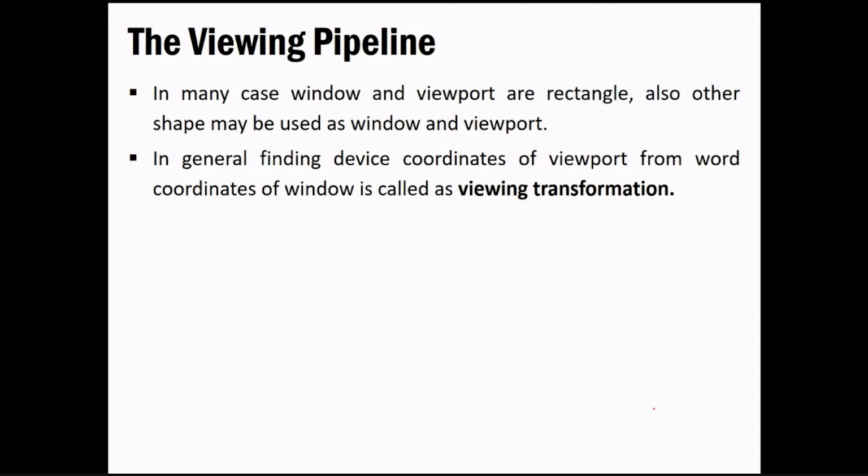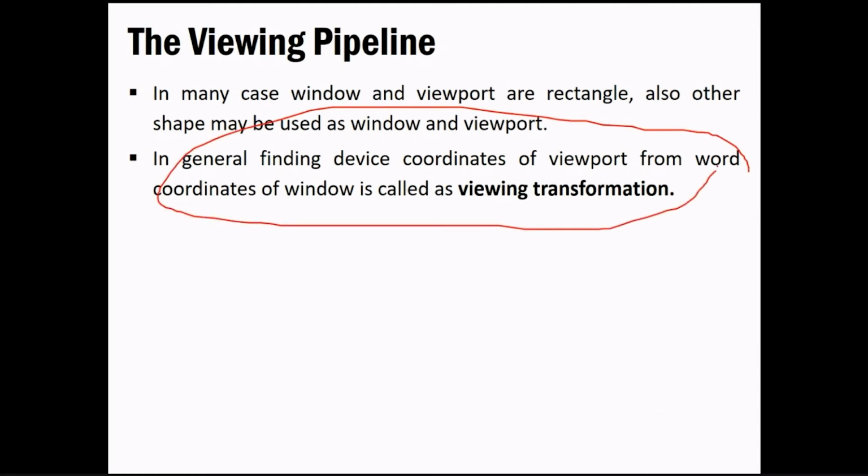In general, finding the device coordinates of a viewport from the world coordinates of a window is called viewing transformation. You are given the world coordinates, which are the general coordinates. Now you want to display that on your display monitor, which operates on the viewport or viewing coordinates. So you need to convert the world coordinates into the viewing coordinates. This is known as viewing transformation.